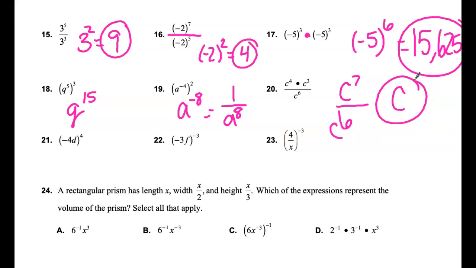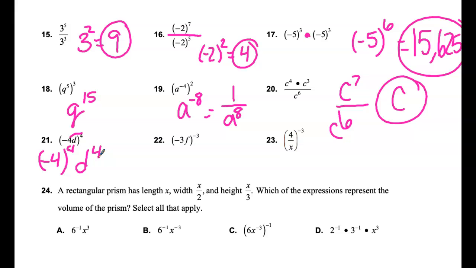Okay, what's the rule of 21? Now what do I do? Somebody keeps yelling it. I think it's Jaden. What do you keep telling me to do? Distribute. Okay, so since I have more than one thing inside, Jaden, now I distribute. So it'd be negative 4 to the 4th, d to the 4th. So then I take 4 to the 4th.